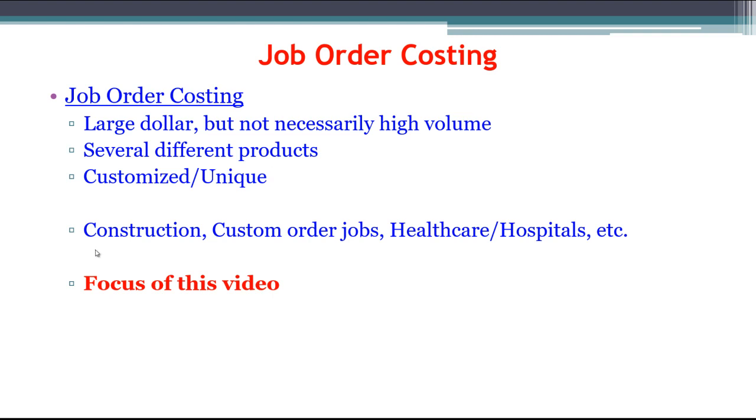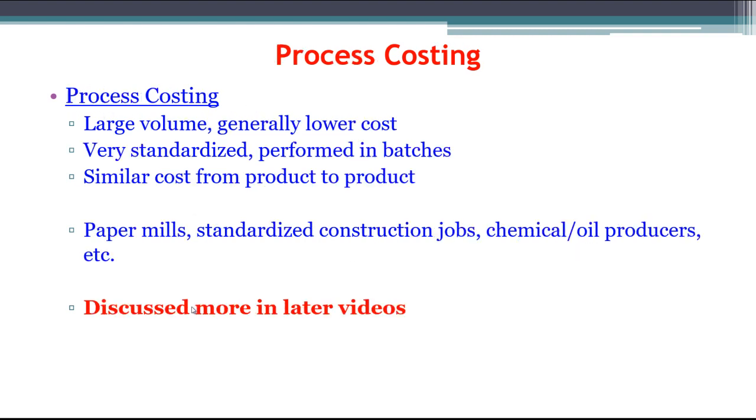So we tend to be talking about things like construction, custom order jobs, but we also can bring in services like healthcare or hospitals. For example, I work in the hospital finance area where we audit hospitals for the Medicare program, and we see the Medicare cost report, and it's essentially a type of job order costing system that they use. In fact, later on we'll see activity-based costing in another video, and that's more closely related to what hospitals use to determine their cost. But again, job order costing is the focus of this video.